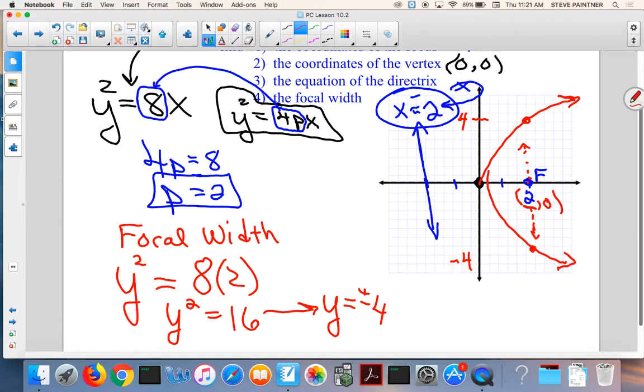Yes, Nancy? Is the focal width plus minus 4, or is it like 8? Okay, it's 8. So let's go like this. Come on over. 8. Can we just say units? Okay. How wide is your parabola at the focus? 8 units wide. Up 4, down 4. Good? You okay? Questions?